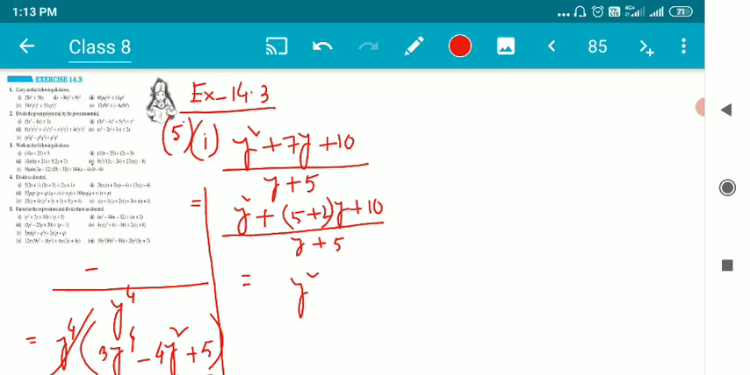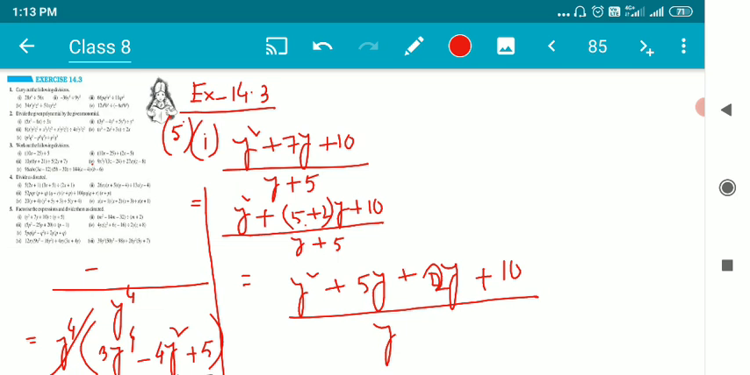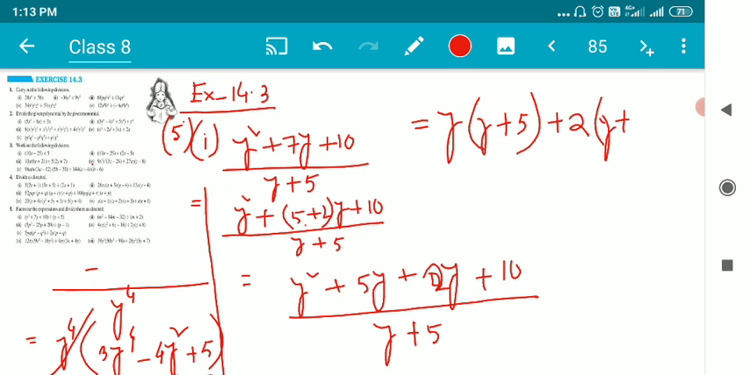y square plus 5y, the 5 will be multiplied with y, it will be 5y. 2 will be multiplied with y, it will be 2y, plus 10. And down there, what do I have? I have y plus 5. Now, by using simple algebraic concepts, y will be taken common from the first two terms, and y plus 5 will be left within the bracket. From 2y plus 10, 2 will be taken common, and what will be left? y plus 5. And down there, what do I have? Right from the beginning, I have got y plus 5.